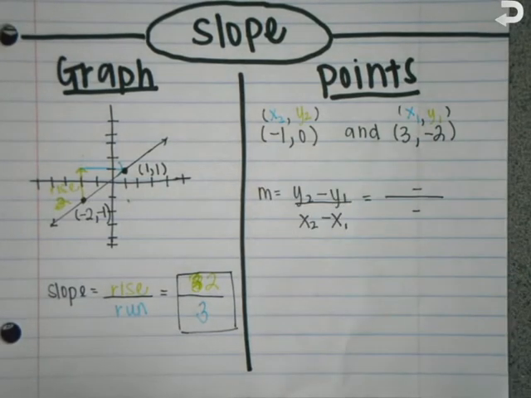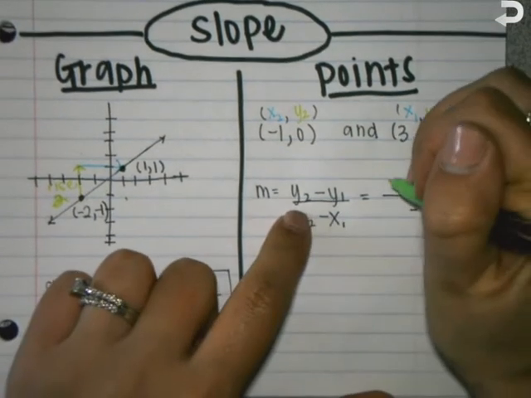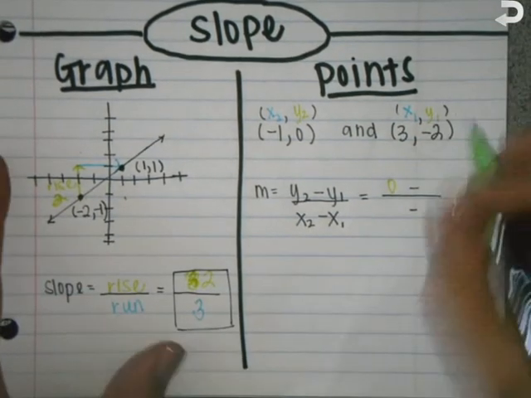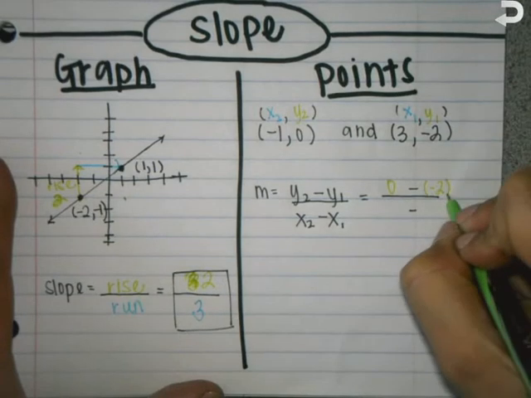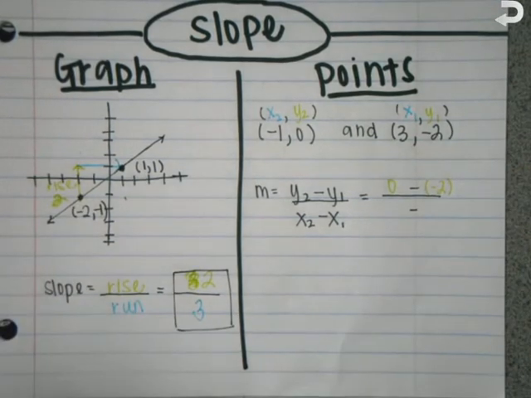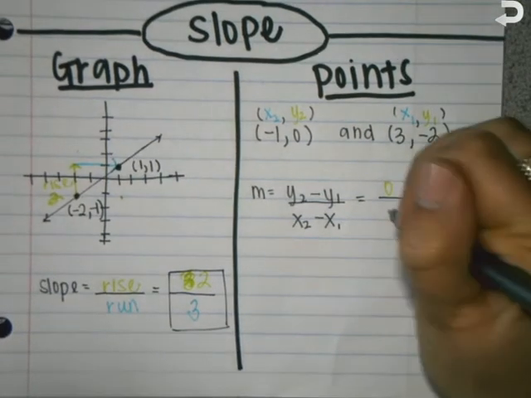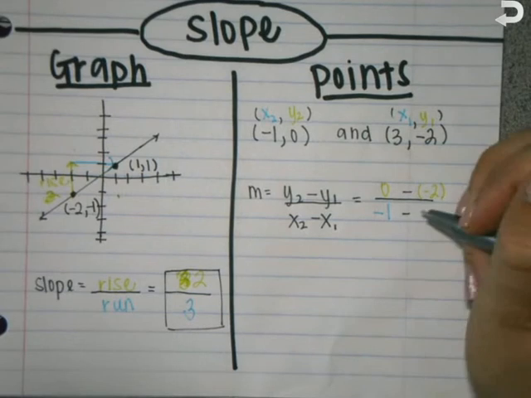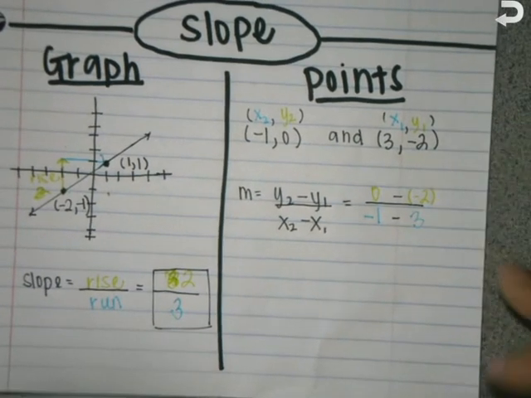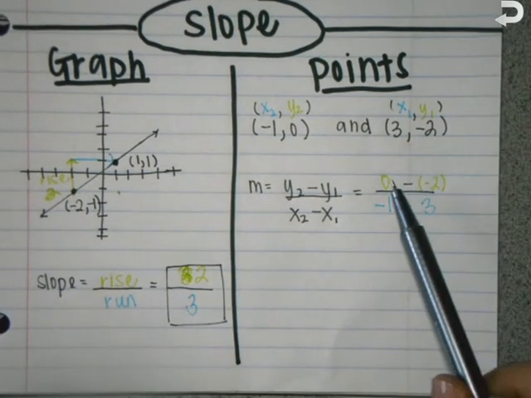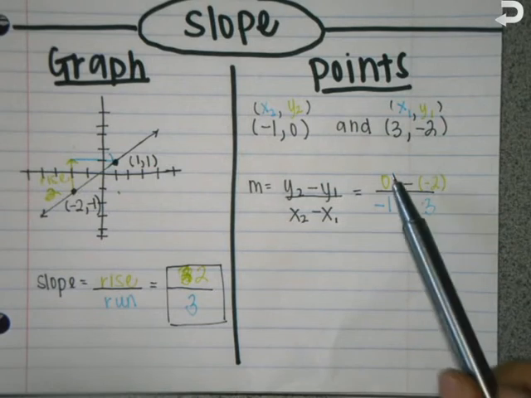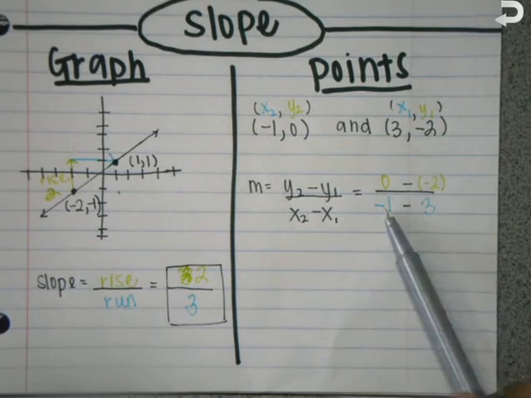So let's plug everything that we know in. What is our y2? 0. So that's going to be 0 minus y1, which is -2. Make sure you put it in parentheses, because it's minus a negative. And then x2 is what? -1, and x1 is 3. Now, I put the coordinates from point 2 in first, and then I subtracted the coordinates from point 1.